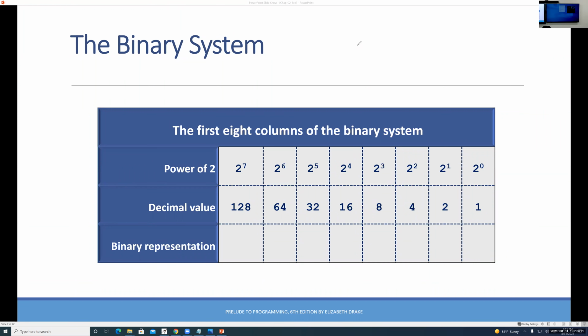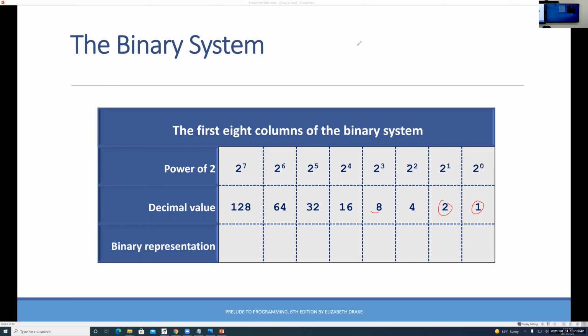Okay, so now see, that is a binary system, right? So in this column, you have the base 2 raised to 0, you have 1. This one, base 2 raised to 1, you have 2. This one, base 2 raised to 2, you have 4. Double it, you have 8, 16, 32, 64, and 128 here. If you have 1 byte, you have 8 bits. So that's why you have everything from 0 to 7 here. It is 1 byte. That is everything.